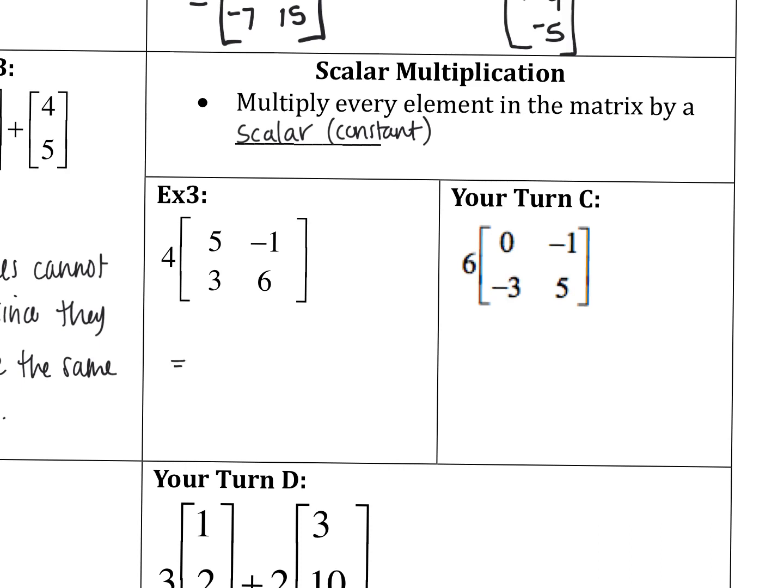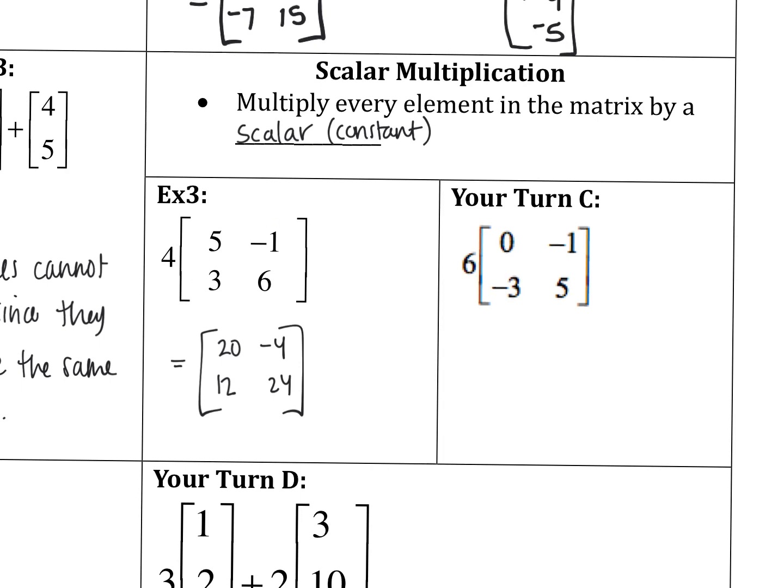So let's see what that looks like. For example 3, I'm multiplying the matrix by 4. That means make sure every single element inside the matrix is multiplied by 4. So 5 times 4 is 20, -1 times 4 is -4, 4 times 3 is 12, and 4 times 6 is 24. And notice I have a resulting matrix of the same dimension, 2 by 2.